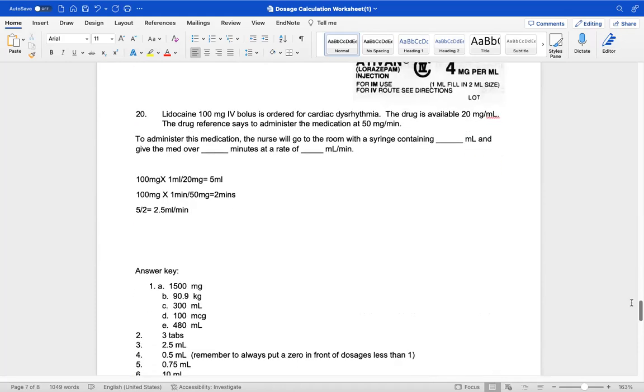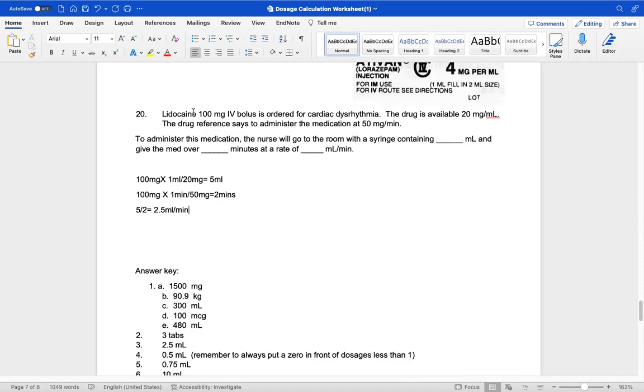Now to go to number 20. So we have a lidocaine 100 milligram IV bolus ordered for cardiac dysrhythmia. The drug is available at 20 milligrams per mL. The drug reference says to administer the medication at 50 milligrams per minute. So to administer the medication, the nurse will go to the room with a syringe containing X amount of mLs.